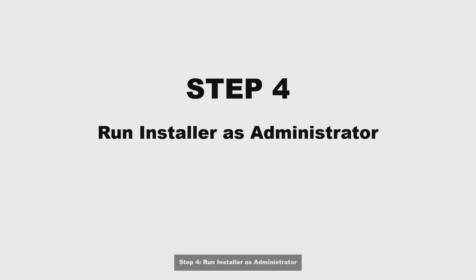Step 4. Run installer as administrator. Right-click on the CS2 installer file and select Run as administrator. This can help bypass any permission issues that may be causing the installation to crash.